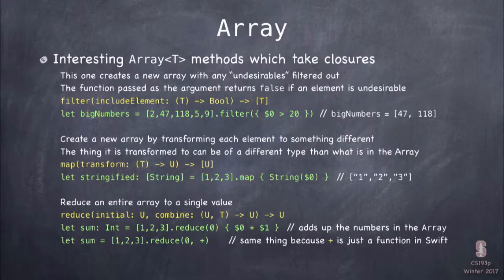By the way, notice I can say this as sum equals 1, 2, 3 dot reduce 0, which is my starting so-far value, since I haven't added any up yet, so it starts at 0. And then I can say plus. The reason I can say plus right there, in that bottom line, is that plus in Swift is not some kind of weird built-in thing. It's just a function.